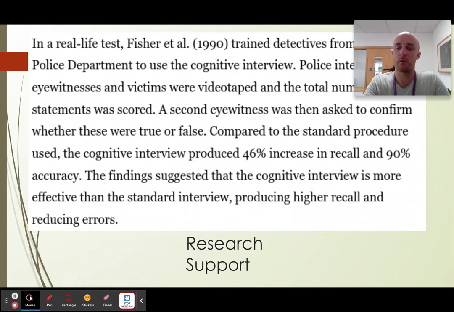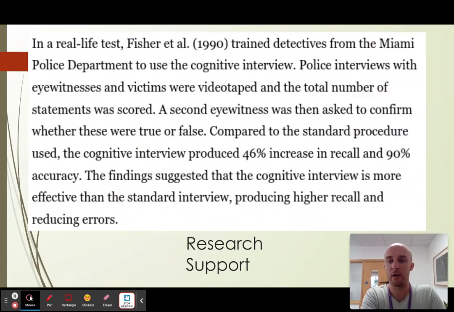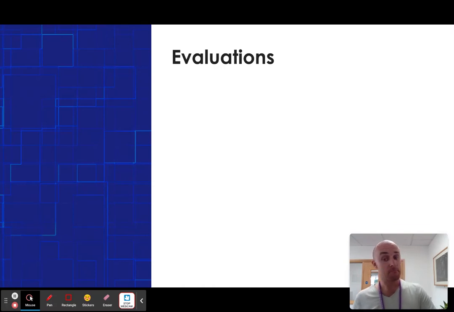There is also this one just here by Fisher et al. as well, further research support. So compared to the standard procedure used, the cognitive interview produced a 46% increase in recall and 90% accuracy. That's pretty good, and it's a good comparison between the cognitive interview and the standard police interview. It's more effective than the standard interview, reducing errors and producing higher recall as well. So clearly it does work. And that's your first evaluation, by the way. The others are here.